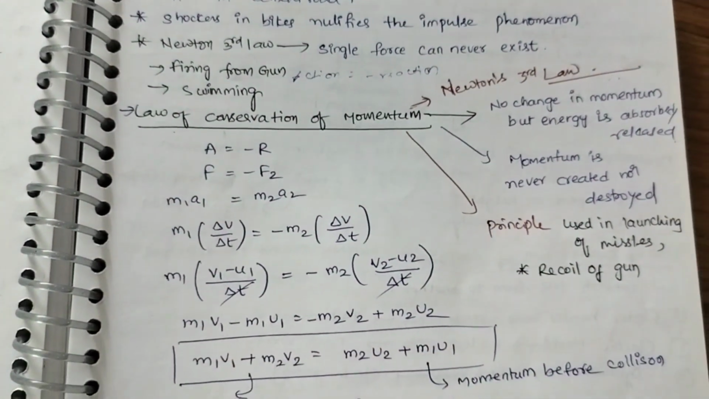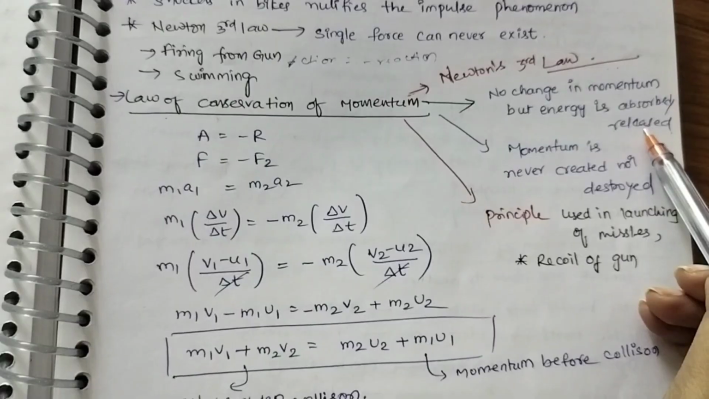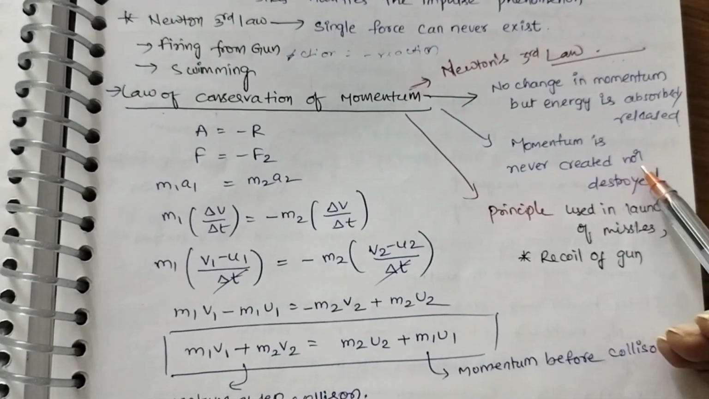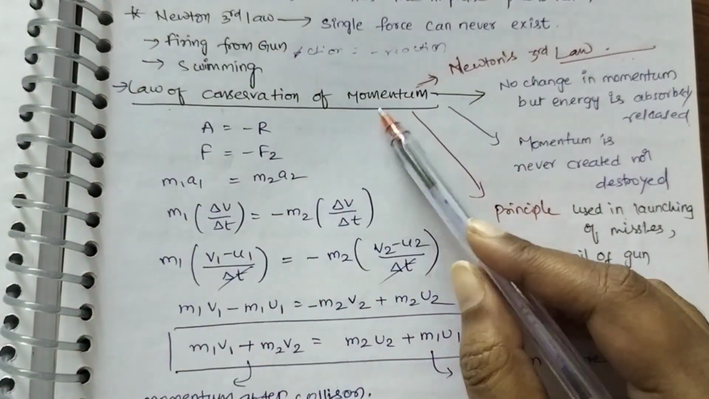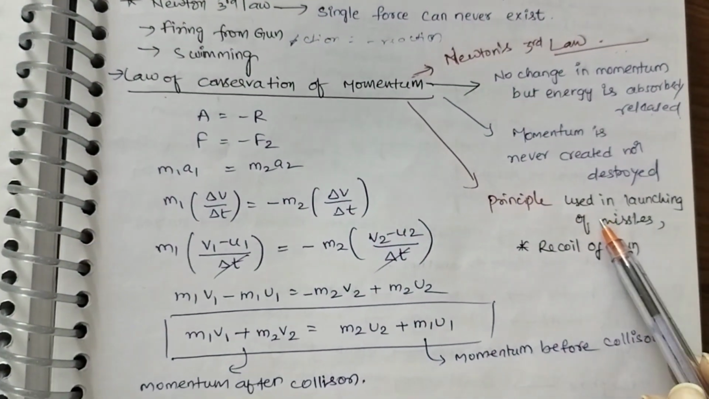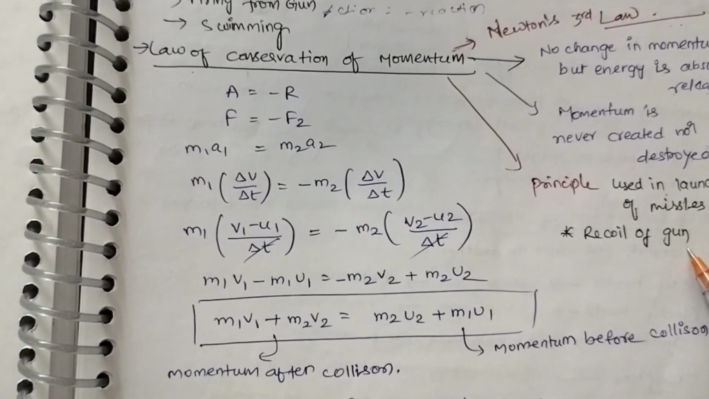Law of conservation of momentum. No change in momentum but energy is absorbed or released. Momentum is neither created nor destroyed. What are the applications of conservation of momentum? It is used in launching of missiles and recoil of a gun.